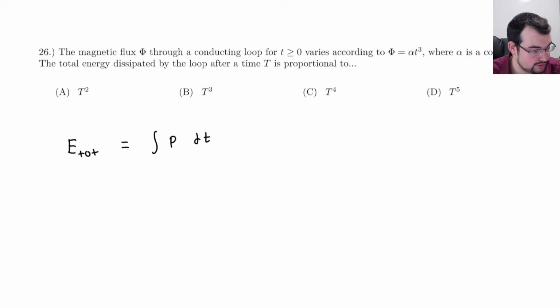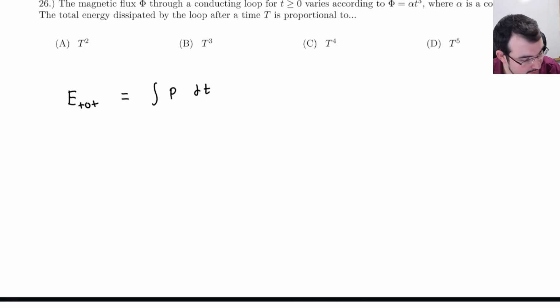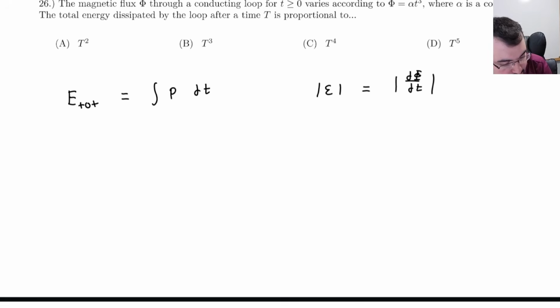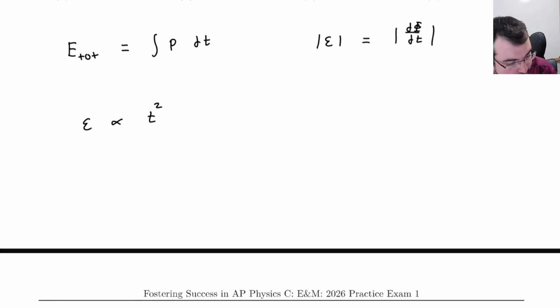Well, we have flux, and this is a Faraday's law problem because we know that the induced EMF is going to be equal to the derivative of flux, dΦ/dt. And notice that flux is cubic, so this actually means that EMF is proportional to t squared, because the derivative of a cubic is quadratic. And we also know that power is proportional to EMF squared. So that means that power is proportional to t squared squared, which would be t to the fourth.